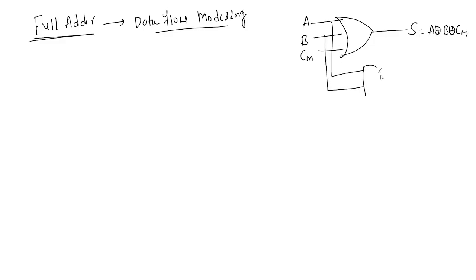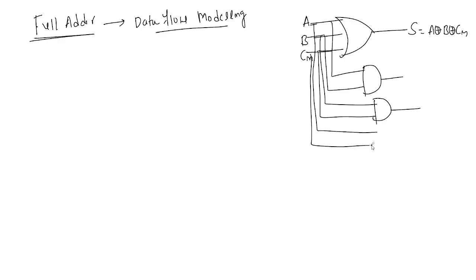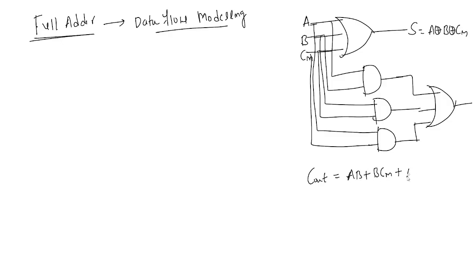A B, next B C in, and A C in. So carry equal to A C in. This one you are giving to one OR gate. So what is carry out? Carry out equals AB plus B C in plus A C in.